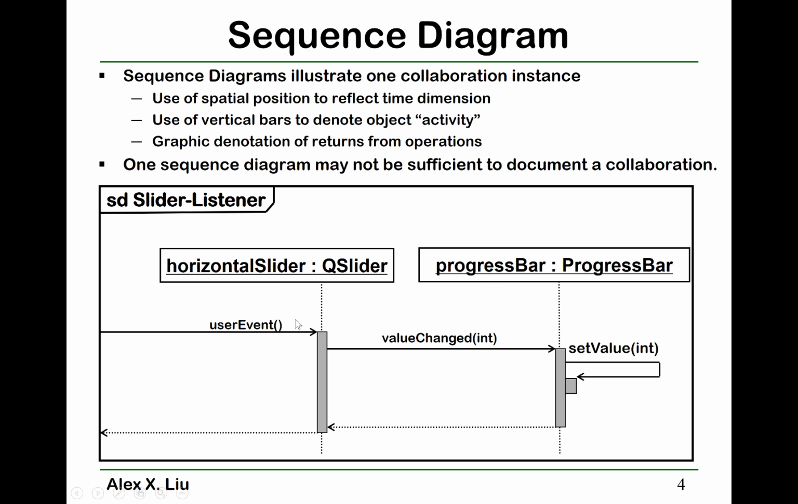This horizontal slider, and there are many other graphical user interface objects in this GUI, for example, and these other objects can also receive user events and so on. So one sequence diagram may not be sufficient to document every aspect of the collaboration, but it documents one aspect of it. It models one aspect of it.